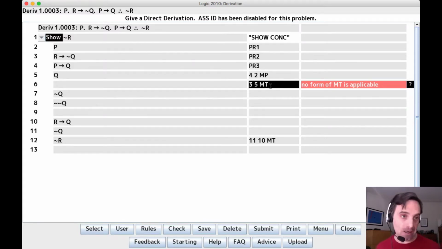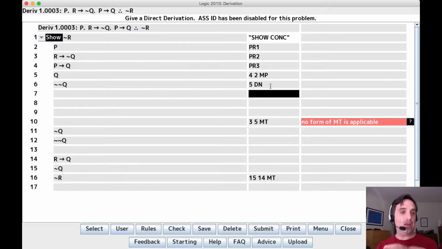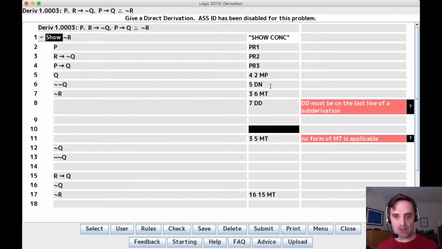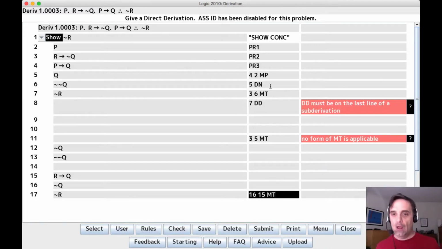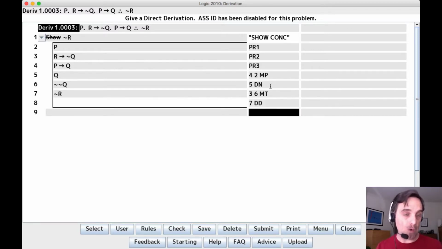So can we get not not Q? Yes, we can. We can do it here. So we get not not Q with line 6, and then we can do modus tollens. Oh, and now we have what we were looking for. That is the conclusion, and so that is a derivation. And let's get rid of this stuff, and we're done.